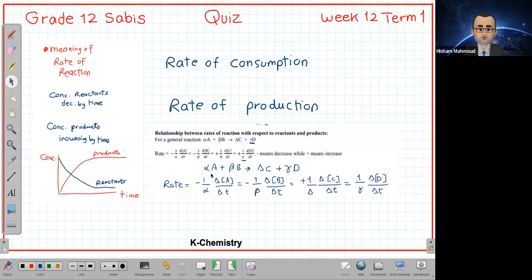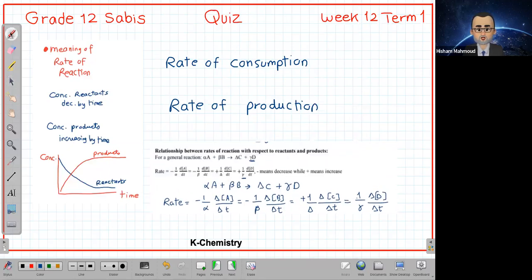As a general rule, if you have an equation in which reactant A reacts with reactant B to form C and D, with alpha moles of A, beta moles of B, delta moles of C, and gamma moles of D, then the rate is equal to negative, because this is a reactant, 1 over alpha, the number of moles of A, times the change in the concentration of A divided by the change of time.